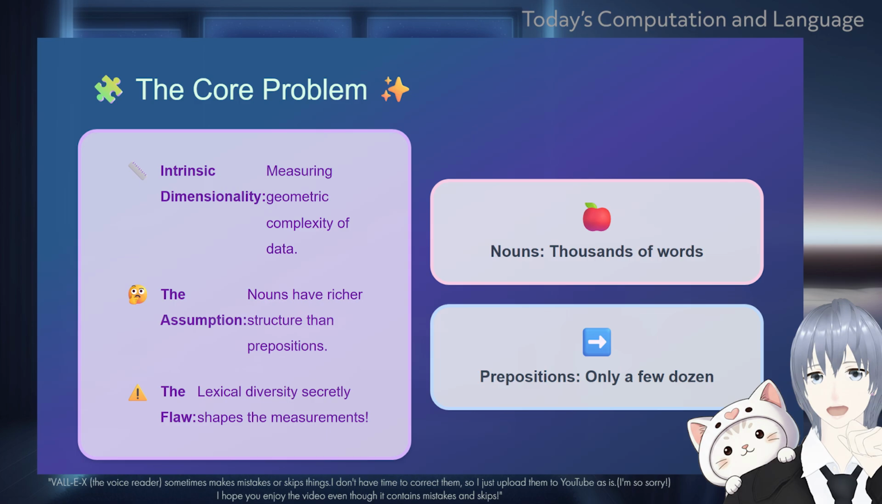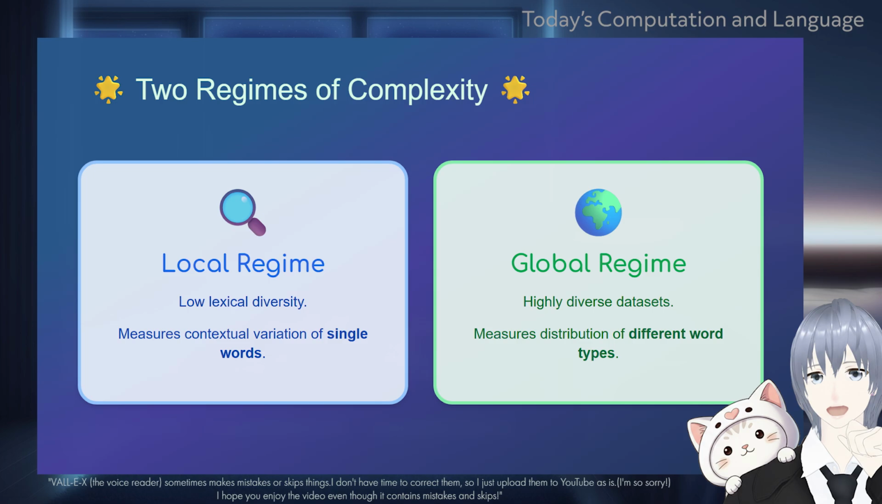And they do this by proving that there are two completely different regimes of geometric complexity. Let me explain these two regimes in detail, because this is where it gets really interesting. They found a scale-dependent transition between a local regime and a global regime. And the local regime, which happens when you have low lexical diversity, the tools are basically just measuring the contextual variation of individual words. If you have fewer unique final words, the intrinsic dimensionality goes up. The model is exploring the local geometry of a single word across many different contexts.